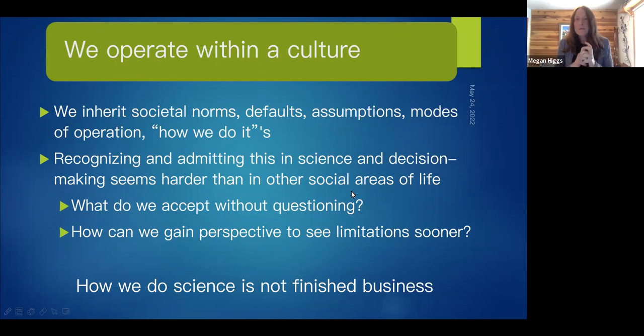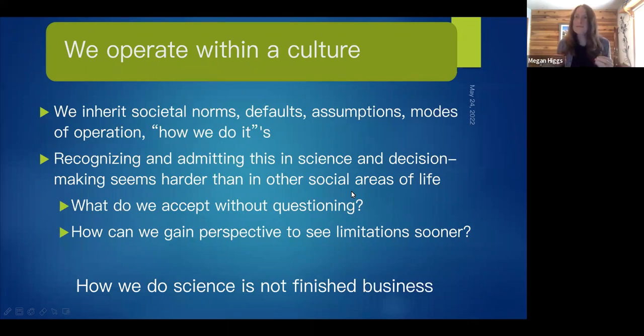And I think we recognize in day-to-day life that we live within societal norms and that we're influenced so much by them. But I think it's really hard to admit that in a science and decision-making setting. It seems much harder than in the social areas of life, but science is still a social process. And I think we should really try to spend time thinking about what we are accepting without questioning, and how we can gain perspective to see potential limitations in our methodology sooner.